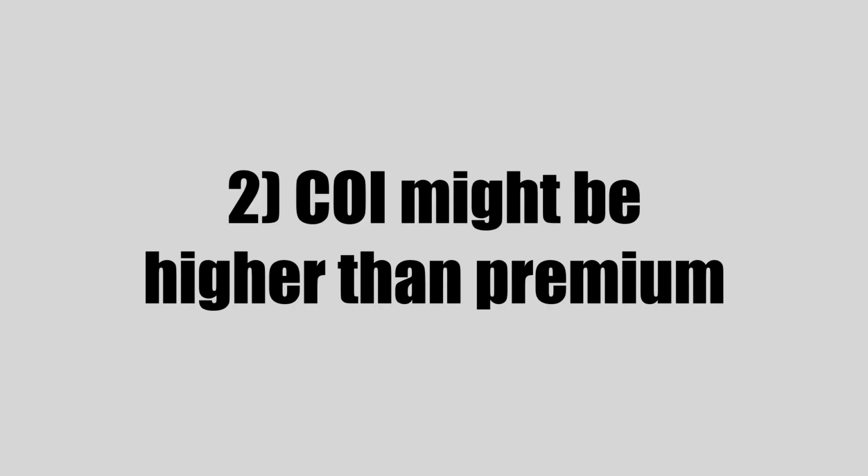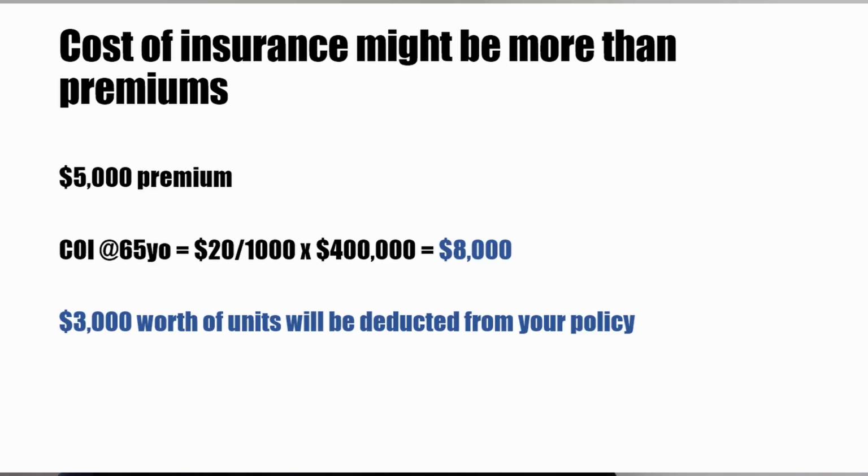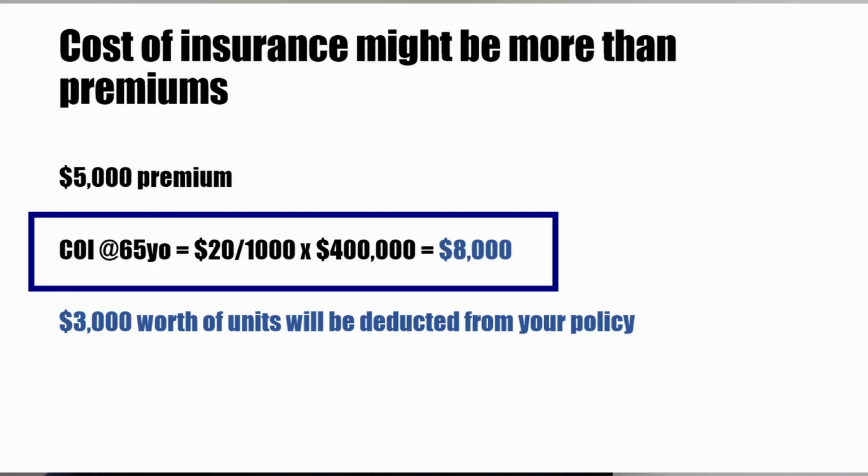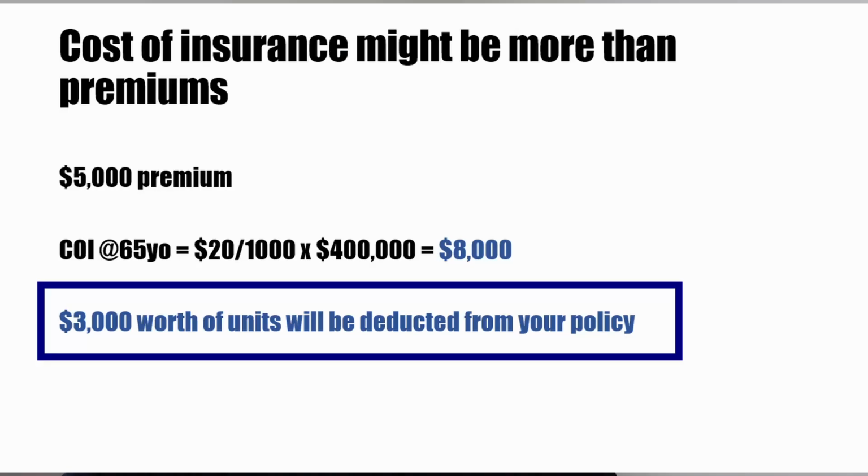The second consideration is that the cost of insurance might be higher than your premium. So for example, if let's say your premium is $5,000 a year, and let's say you bought this policy a long time ago and now you are 65 years old. Using the same example as just now, your sum at risk is $400,000. That will mean that your cost of insurance is $8,000. So I hope you can see that if you pay $5,000 in premium and your cost of insurance is $8,000, obviously it's not enough to cover the COI. So what the insurance company will do is to deduct from your cash value $3,000 worth of units to pay for the cost of insurance. And if this goes on long enough, the policy will lapse because there's no more money in your policy account.